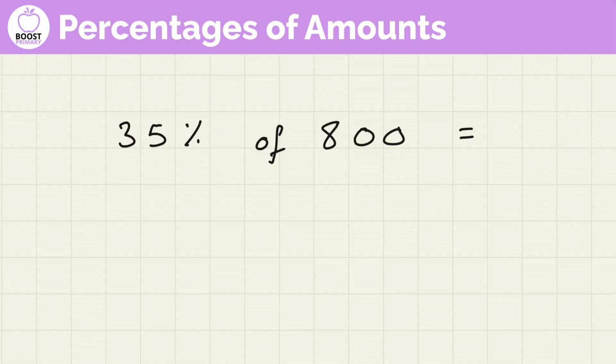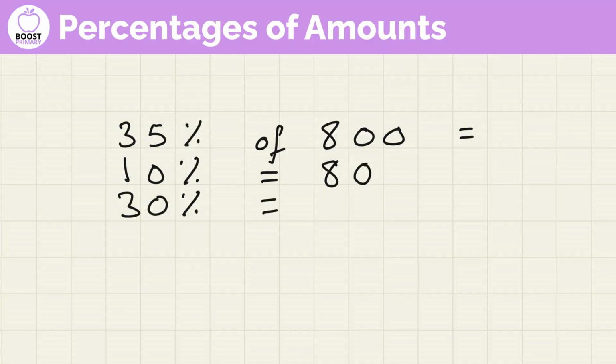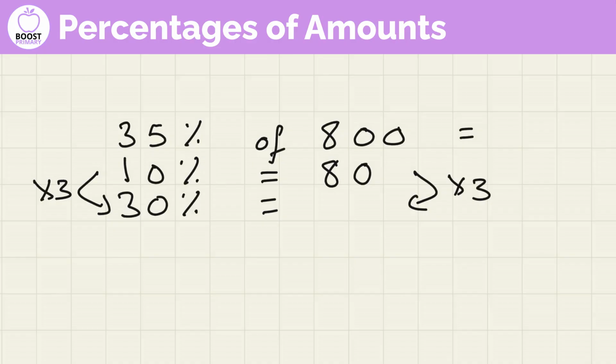Let's have a look at one last question. 35% of 800. Start off with 10% again. 10% of 800 equals 80. I'm now going to go up to 30%. It's going to scale upwards. 10% times 3 is 30%. 80 times 3 is 240.